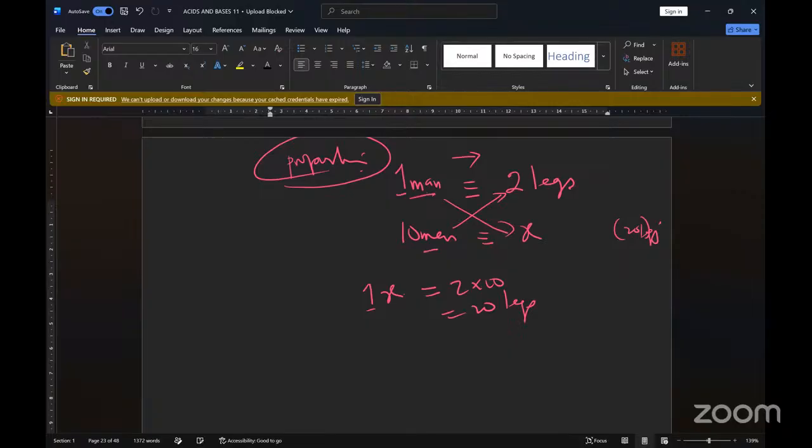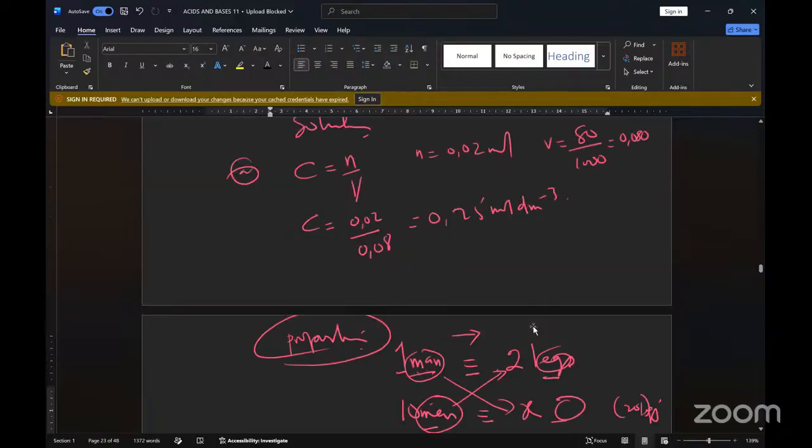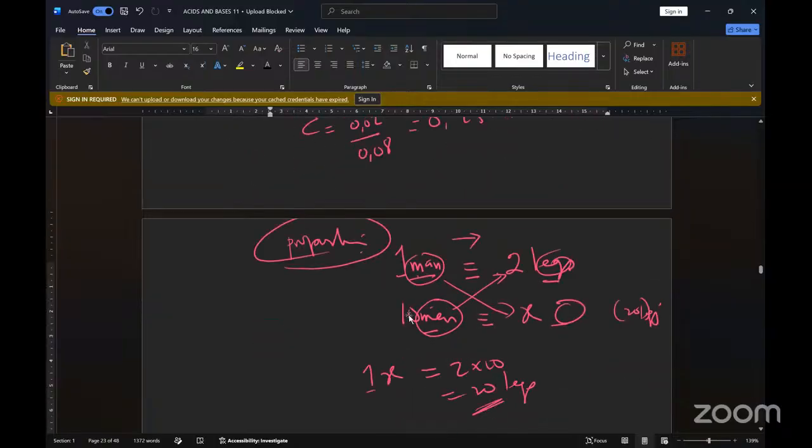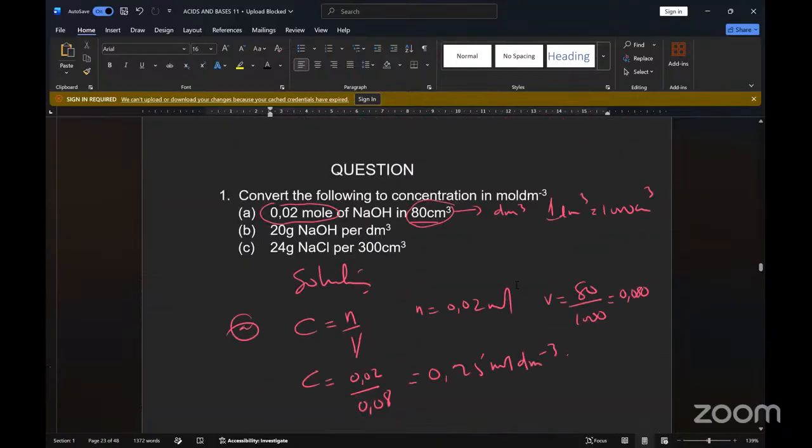For this to work, if this is man here, it should be man here. Legs should be legs. Don't confuse them by writing legs here and man here and legs here and man here, because then it becomes confusing. All the information here must be equivalent to the one here. Then you simply cross multiply, and you get your answer. If you understand that, let's see whether we can apply the same principle here.